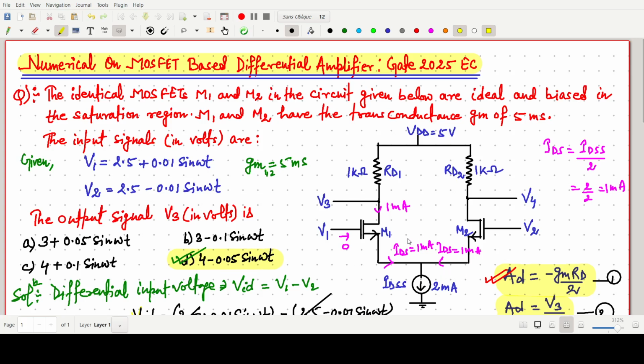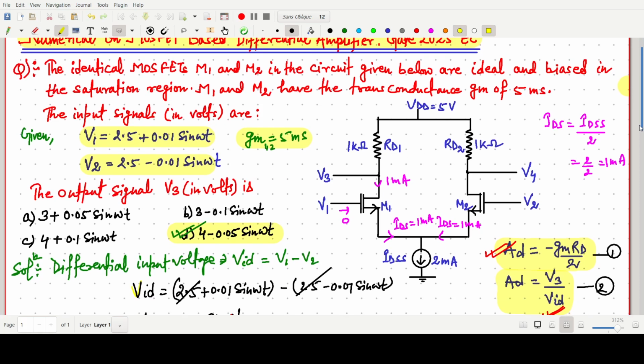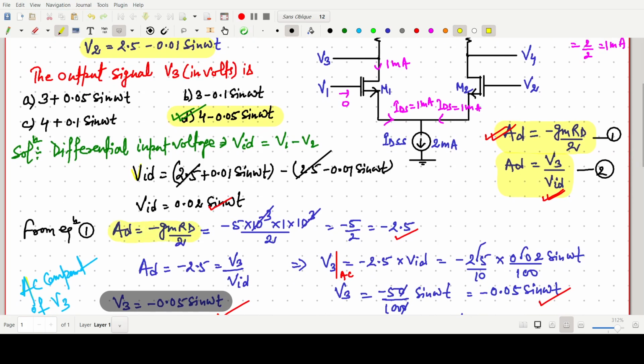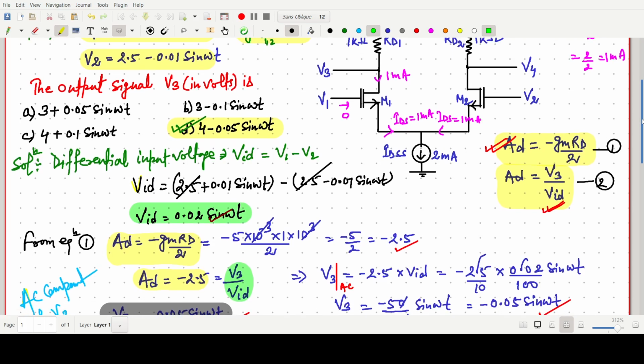But we have to know the formula. In the question, the V1 value and V2 value are very clearly mentioned. So VID we find, and the transconductance, both are matched transistors, is 5 millisiemens. First we find the AC gain AD, which is minus gm RD by 2. Then the AD value is known to us. AD is simply V3 by VID, output by differential input. Then V3 we find is minus 2.5 into VID, and VID is known to us. Then for the DC component, 2 milliampere total, 1 milliampere each, the gate current will be 0. So it should be 4 minus 0.05 sin omega t.